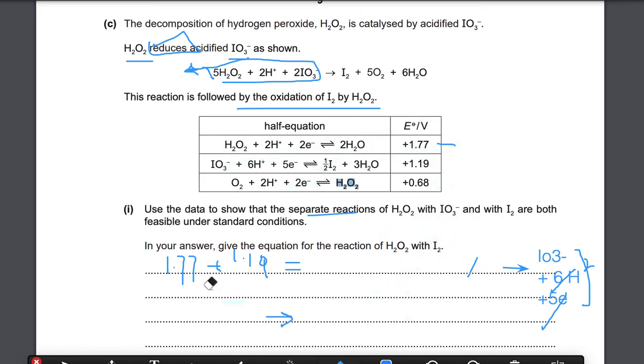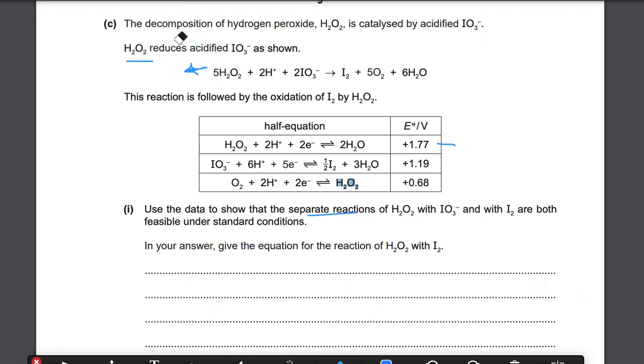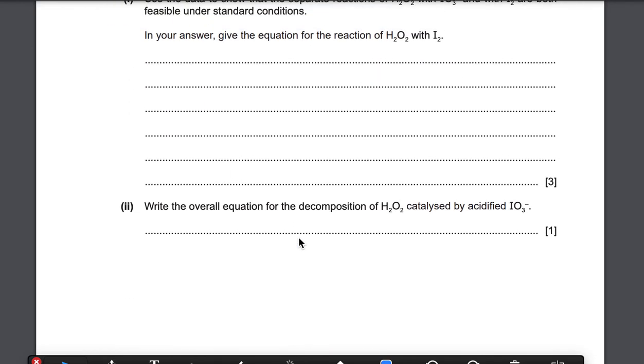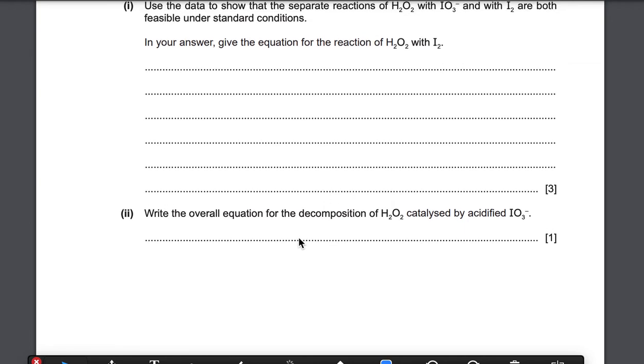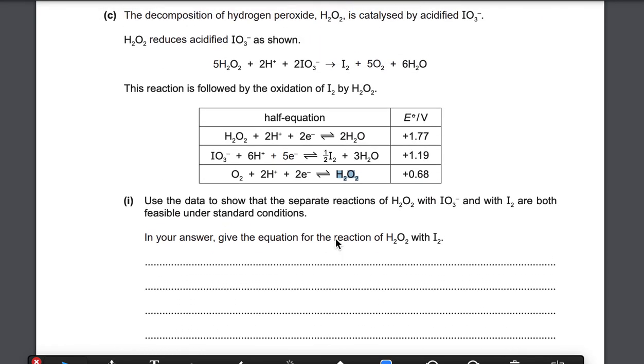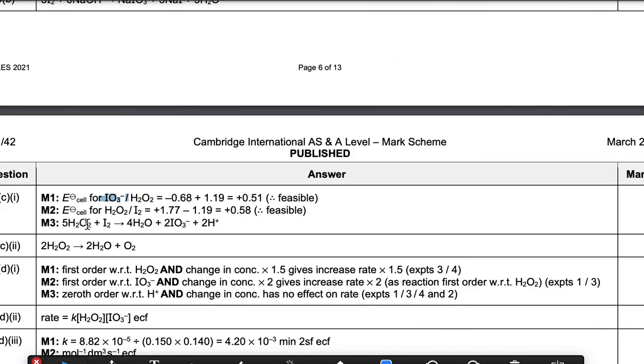Now let's move on to the next question or part. I'm not sure if it's a new question or not. Okay, so over here it says write the overall equation for the decomposition of H2O2 catalyzed by IO3 minus. So what we do is we take this equation, and the one I just erased. So this equation, right? And we cancel everything out.